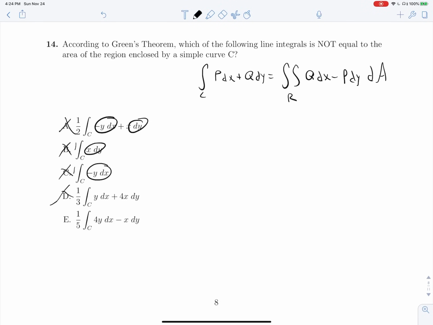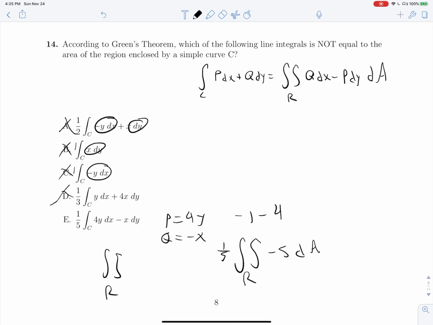So let's see what happens with answer choice E. P is 4y, Q is negative x, and so Q dx is negative 1, minus P dy is negative 4, so we have the double integral over R of negative 1 minus 4, or negative 5 dA, and this will work out to the double integral over R of negative 1 dA. And that is, I'm told at least, that negative 1 is not 1. So E is correct.